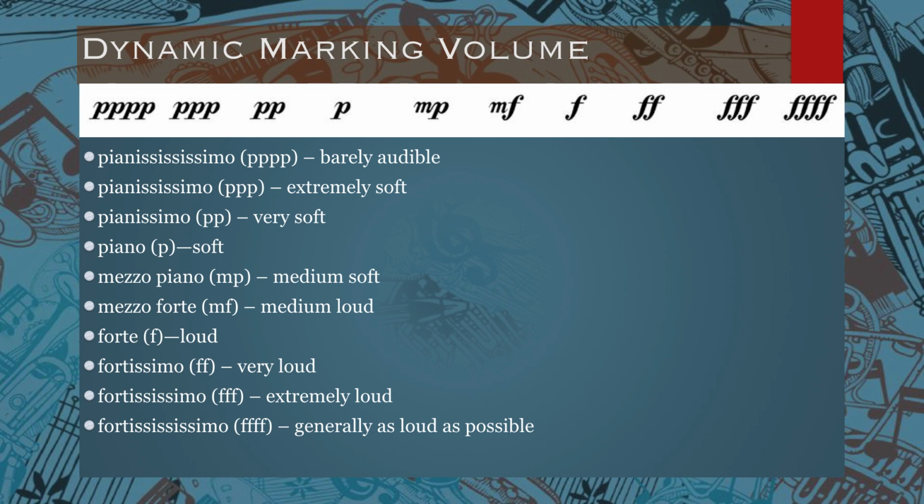So these can actually get pretty complicated if you're using the Italian to try and refer to dynamic levels. Most musicians will just say quadruple piano, triple piano, double piano, piano, mezzo forte, forte, double forte, triple forte, or quadruple forte. It's generally a little bit easier to understand, and you don't have all those S's involved.